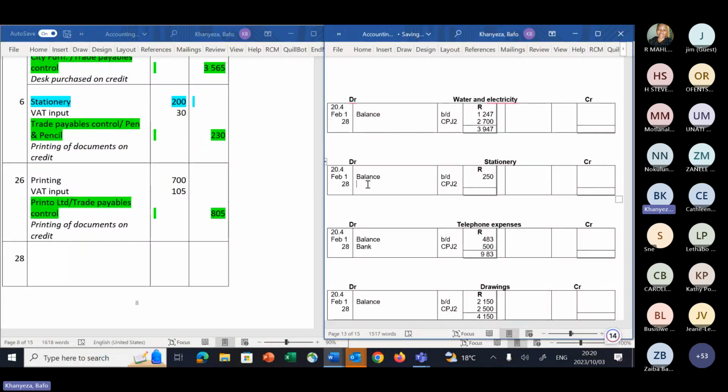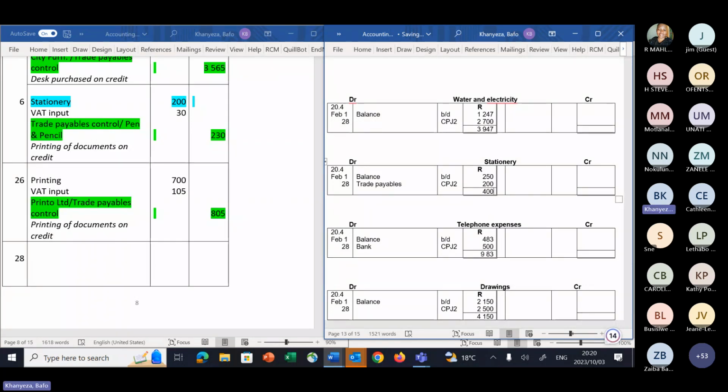Yeah, so it's going to be trade payables. Because I changed something, but then there is a day in between. I think it's a weekend in between. So I didn't change trade payables control. I said it's on credit. Yeah, change it to be on credit. Trade payables. In any case, it's going to be 200. So that gives us 400.